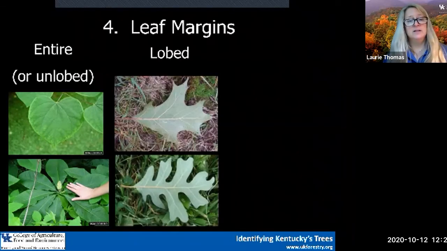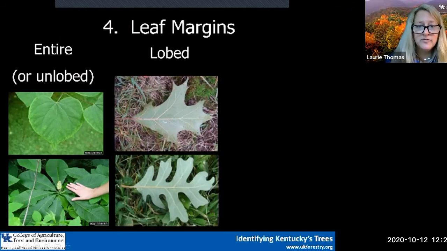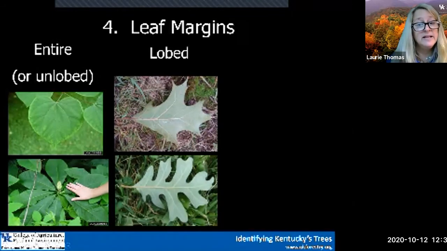Then we've got lobed leaf margins. And the lobe is referring to the part that's sticking out. The indentations are called the sinuses. And those sinuses can vary from being kind of shallow to being very deep, like this one here in the bottom. So you can have leaves that are lobed as well. And counting lobes is a lot of times a good characteristic of species, and what the tips of those lobes look like.